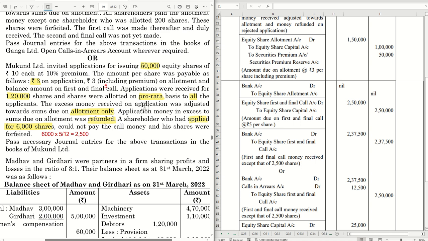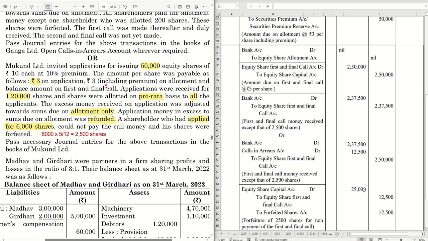Always, whenever there is a pro rata allotment, you have to look for this information: number of shares applied versus number of shares allotted. So he is a defaulter on 2,500 shares, not 6,000 shares, because he is holding 2,500 shares. There should be no confusion here. 2,500 shares into 5 rupees is 12,500. That goes as calls in arrears. Bank account debit is 2,50,000 minus 12,500, which is 2,37,500. So this is the entry for receiving the call money.